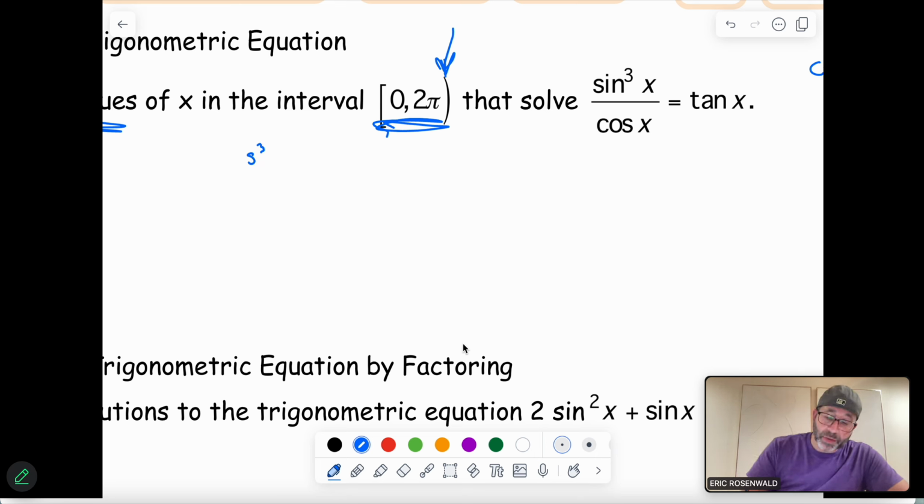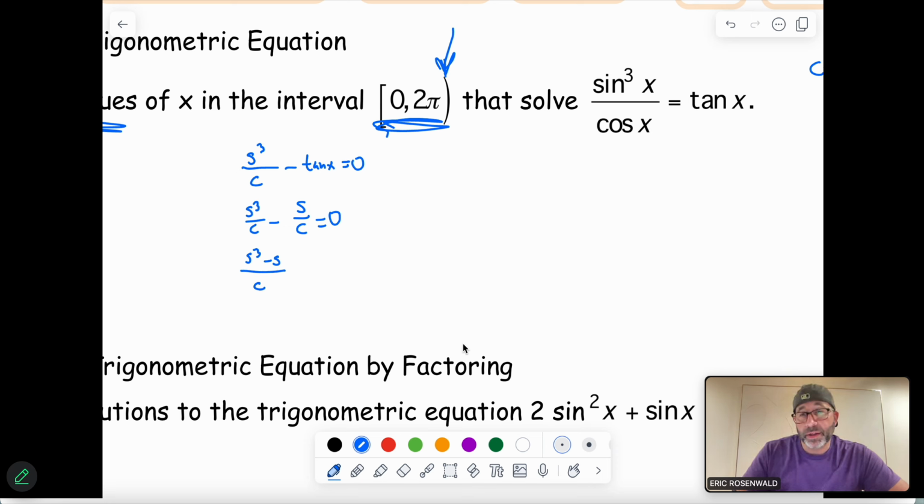We have sine cubed over cosine, and we're going to subtract tangent of x, and that's going to be equal to 0. Now, it doesn't help me to have 2 separate fractions when we're working here. We have to put these fractions together. So that means that I need the cosine that's in the left side to work with the tangent portion, and we know the tangent is the same as sine over cosine. Let's put these together. We now have sine cubed minus cosine sine over cosine, all right?